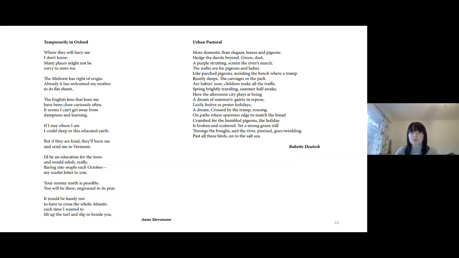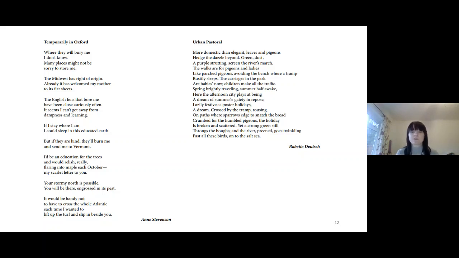Urban Pastoral. More domestic than elegant, leaves and pigeons hedge the dazzle beyond. Green, dust, a purple strutting, screen the river's march. The walks are for pigeons and ladies like parched pigeons, avoiding the bench where a tramp rustily sleeps. The carriages in the park are babies now. Children make all the traffic. Spring brightly travelling, summer half awake. Here the afternoon city plays at being a dream of summers, gaiety and repose.